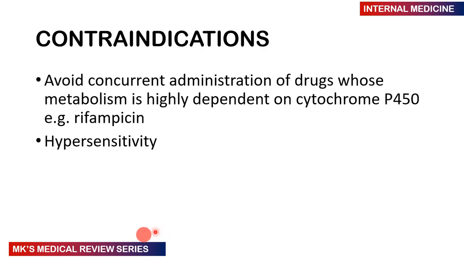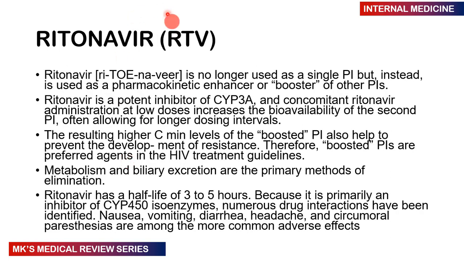Now, contraindications: avoid concurrent administration of drugs whose metabolism is highly dependent on the cytochrome P450. So avoid giving the protease inhibitors with drugs like rifampicin. And of course, also avoid it in patients that have hypersensitivity. So we'll start with ritonavir, which is RTV. So this is no longer used as a single protease inhibitor, and it's actually used to boost the activity of other protease inhibitors. Why does it do this?